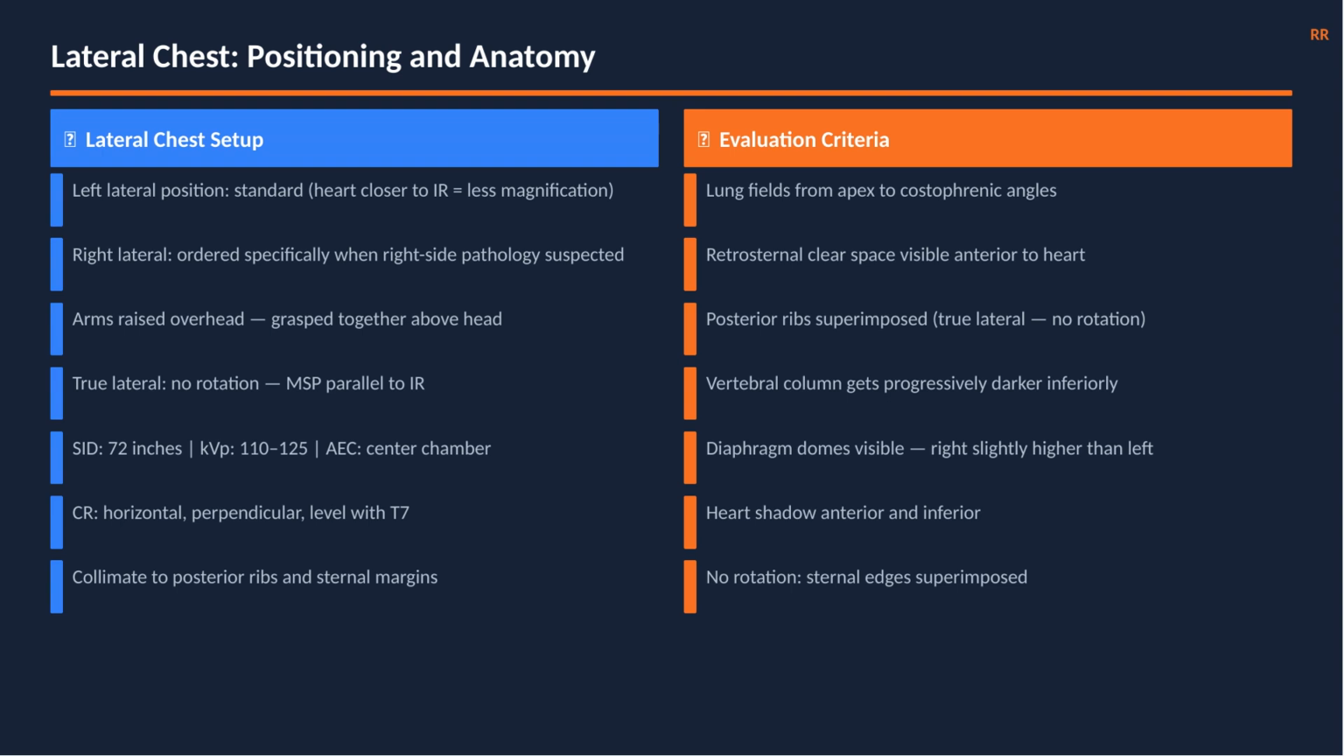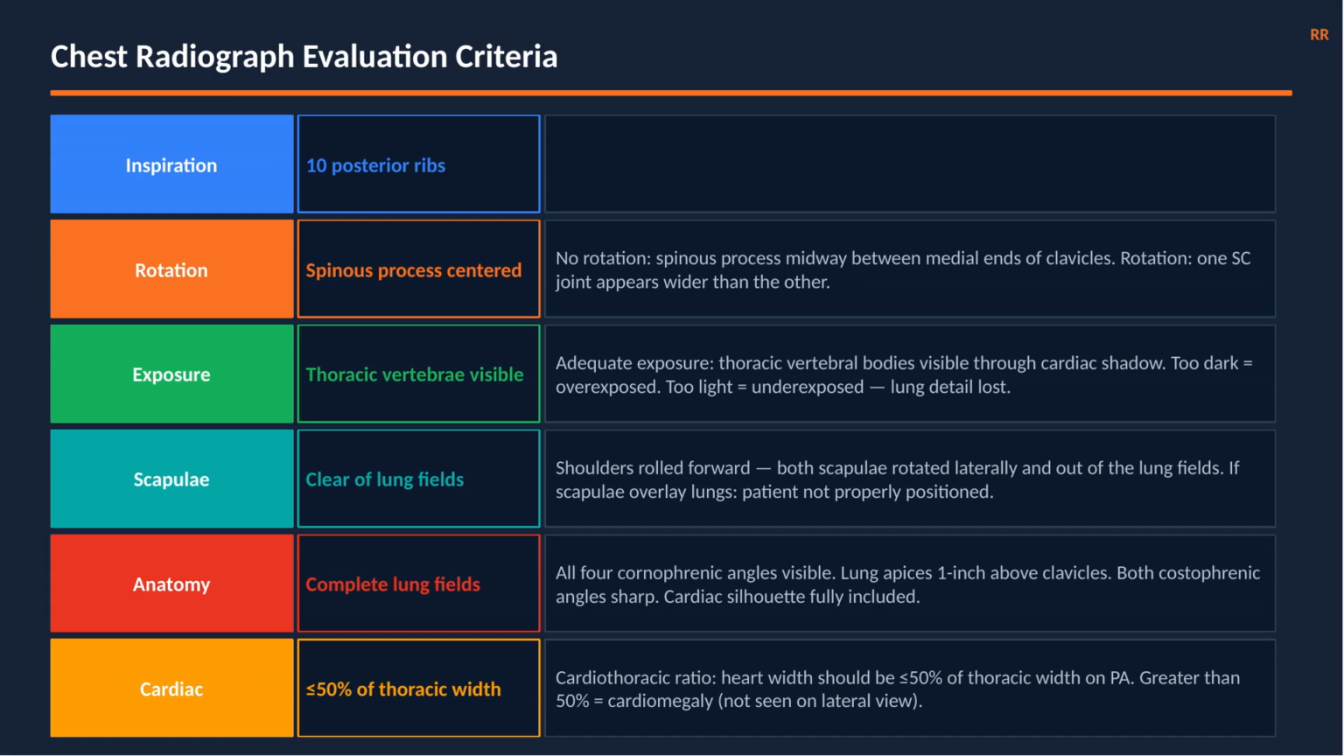The vertebral column should appear progressively darker, moving inferiorly. Diaphragm domes visible. Right dome normally higher than left. The heart shadow lies anterior and inferior. And no rotation. Sternal edges superimposed. 6 criteria, and the registry tests every one of them directly.